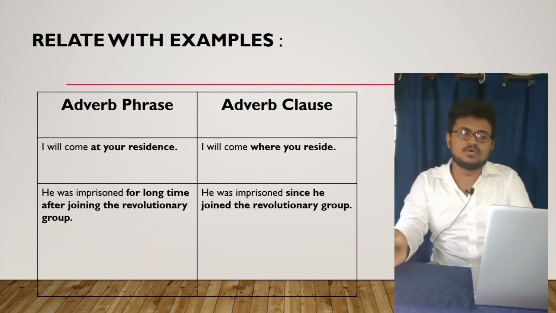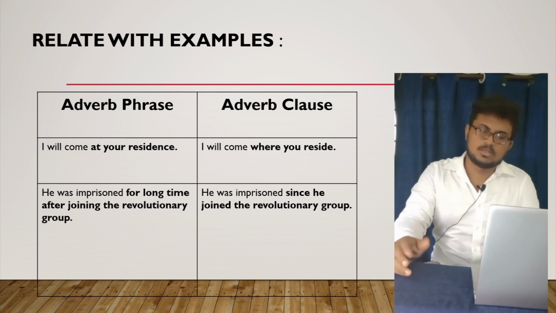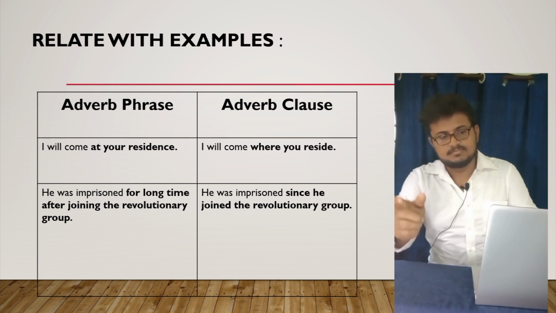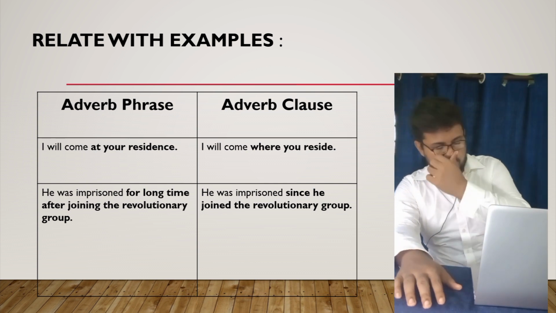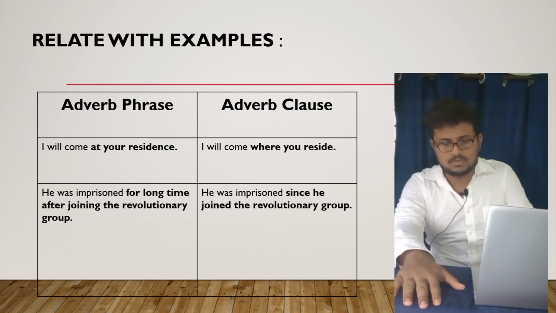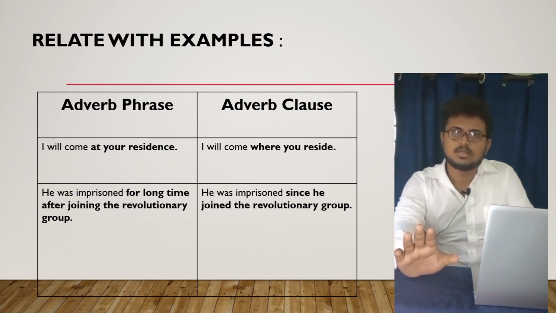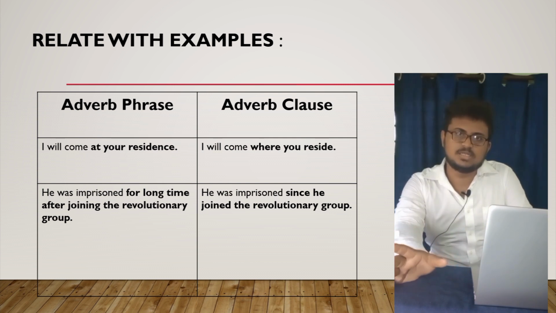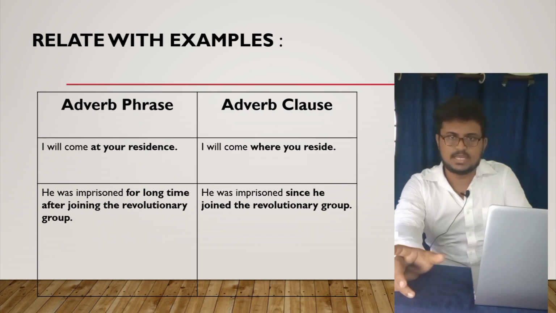The next sentence is, he was imprisoned for a long time after joining the revolutionary group. And the clause part is, he was imprisoned since he joined the revolutionary group. One I have said using the grammatical part phrase, another one is clause, right?